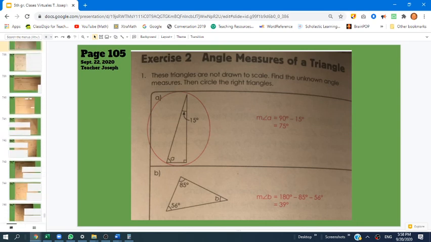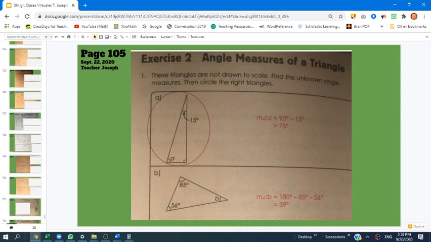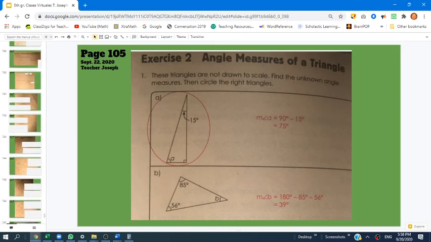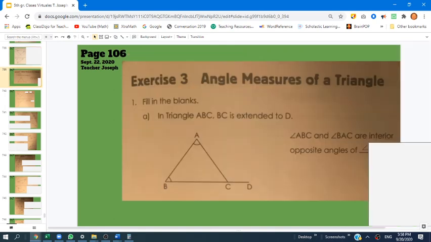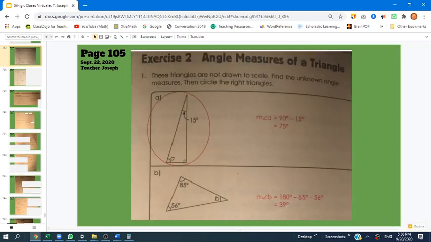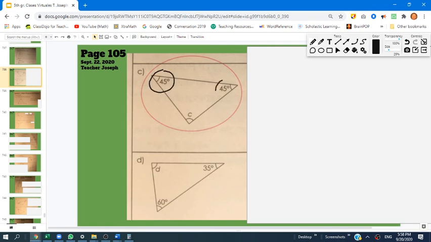Okay? Let's just do a few more problems together and then we will stop for today. Okay, so let's go to page 106. All right, so on page 106, actually we still have a couple more problems on page 105. Let's do that one instead. Here we have a 45-degree angle and a 45-degree angle. Again, this is called an isosceles triangle.